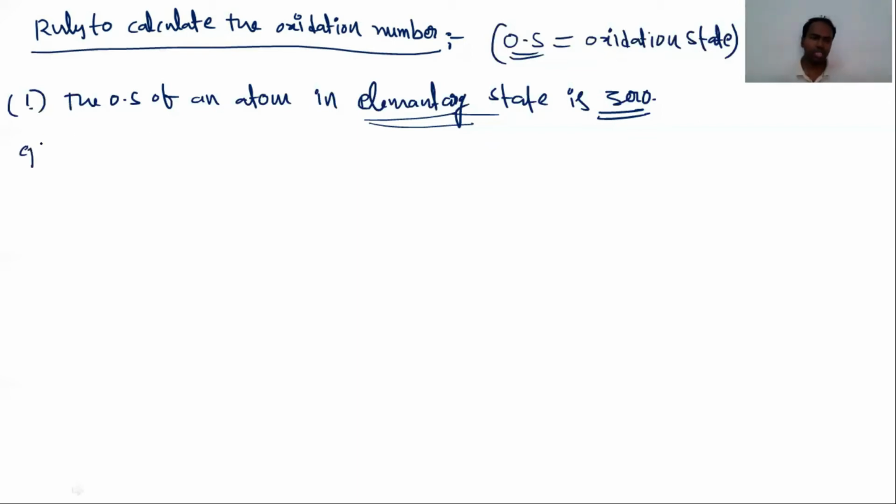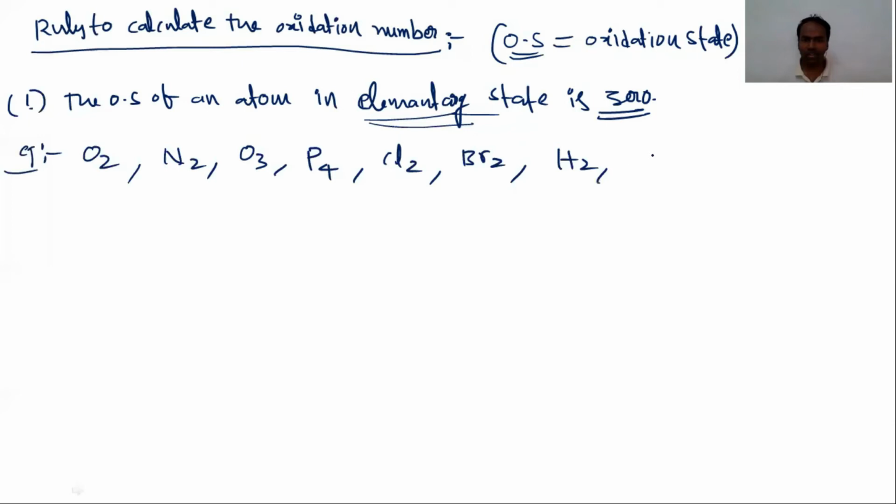For example, if you take the oxygen gas in the atmosphere, what is the stable form, the natural existence form of oxygen? O2. In the same way, how does nitrogen exist in the atmosphere? In the form of N2 molecules. That is a stable state, that is called elementary state. Take ozone O3, phosphorus P4, chlorine gas Cl2, Br2, sulfur S8. These are all elementary states.